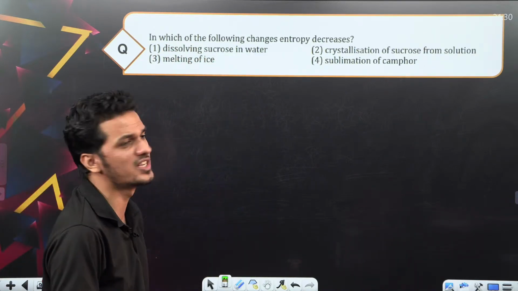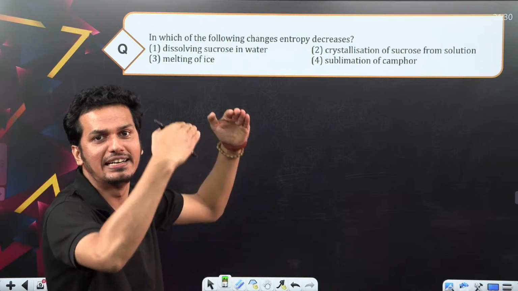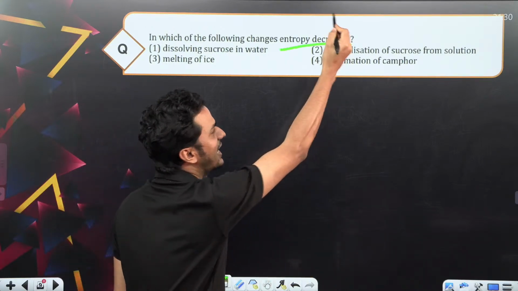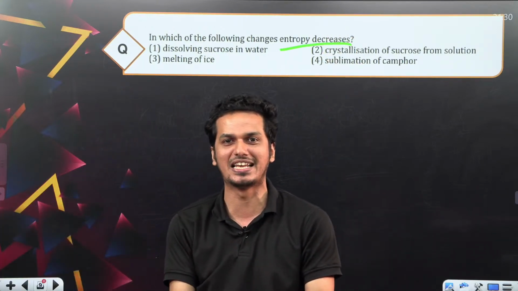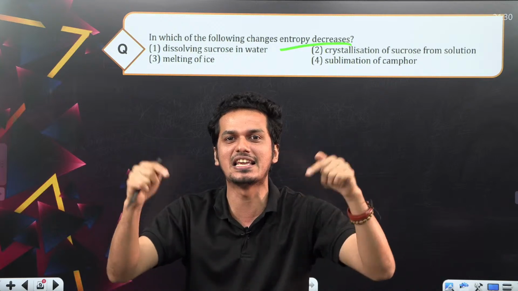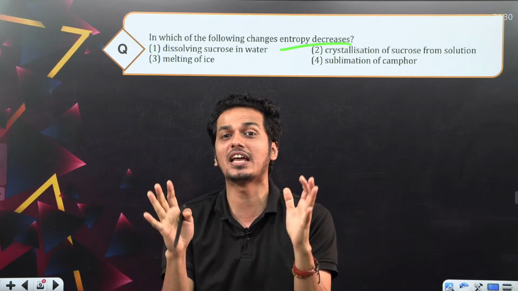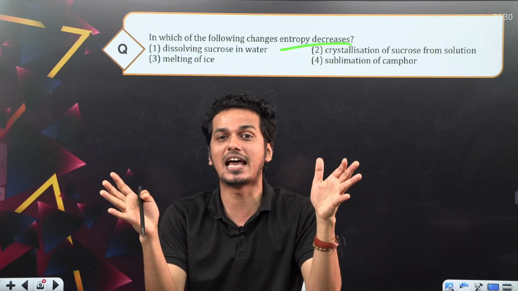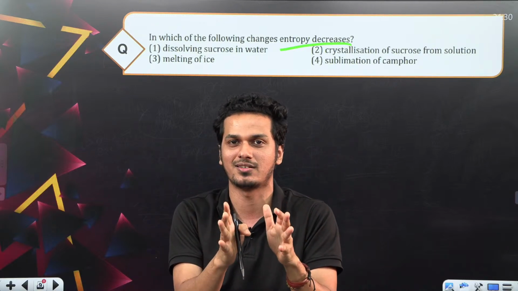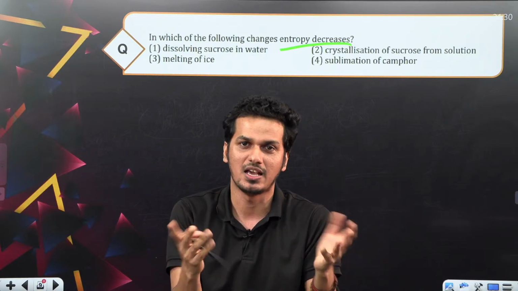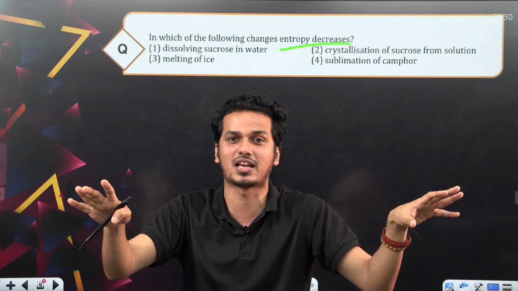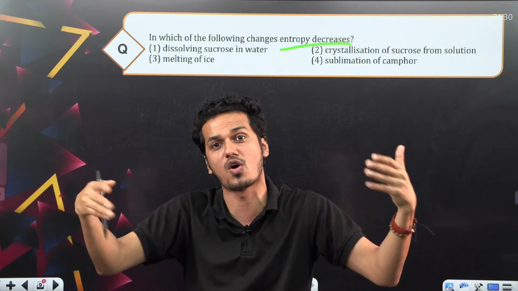In which of the following changes does entropy decrease? What do you mean by entropy decreases? The disorderness is decreasing. In which case? Whenever disorderness is decreasing, the molecules should come closer. If the molecules are moving far away from each other, it becomes more disordered.